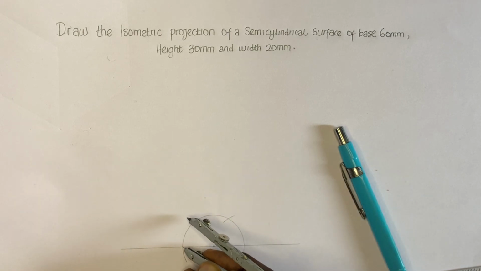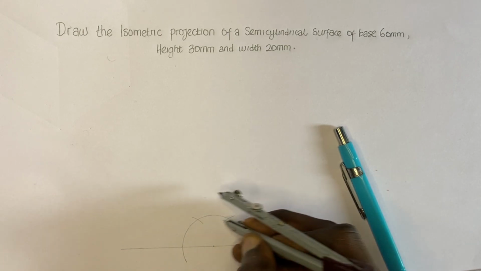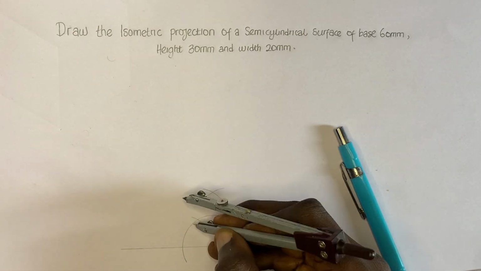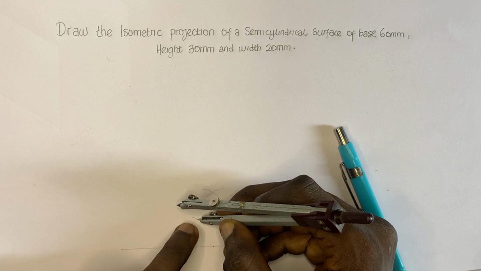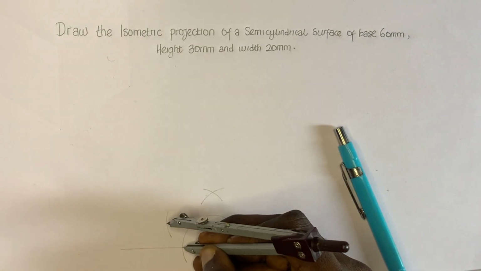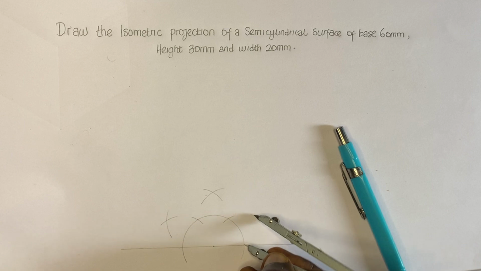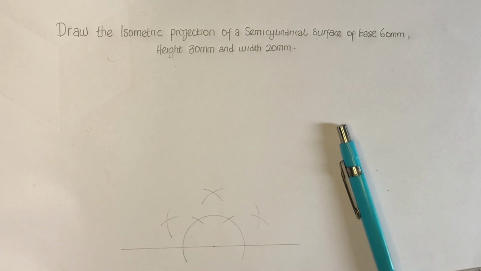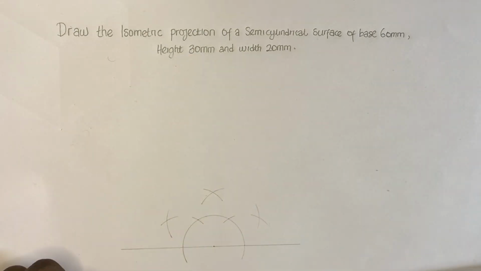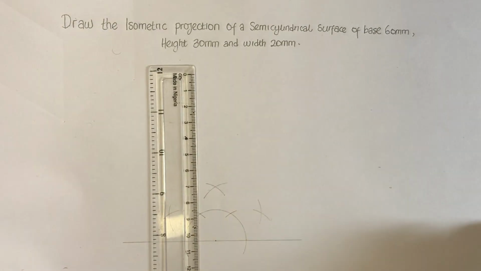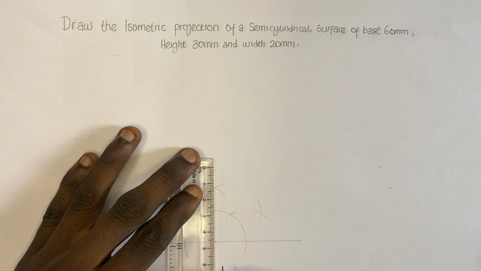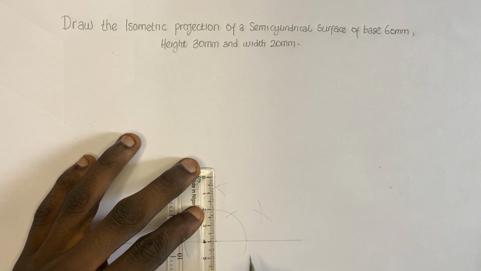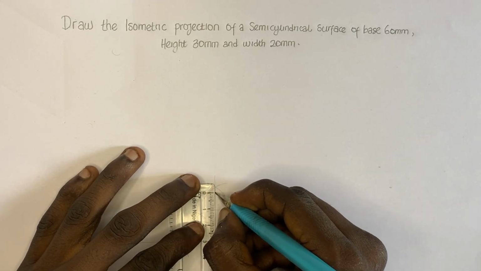It cuts here, and here. Now from these 2 points, we can get our 90 degrees, and from here we can bisect these two sides. This is 60 degrees, so let's bisect it to get 30 degrees. Okay, now we said that we have a height of 30 millimeters, so let's draw the height. We mark off the 30 millimeters at this point here.